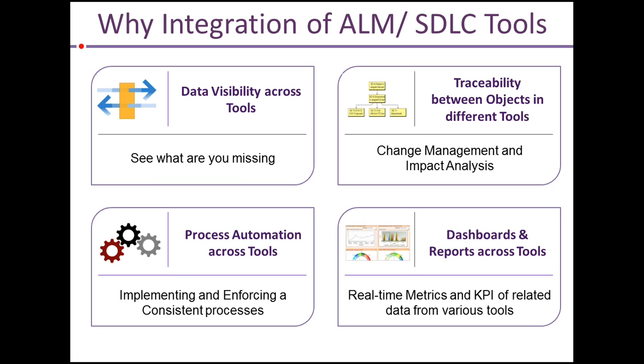For example, we can create the traceability between the objects in different tools so that when one object in one tool gets changed, we will know what are the impacts on other objects in other tools. So kind of creating a change management and impact analysis across different tools. We could also implement a process automation across the tools for the whole life cycle.